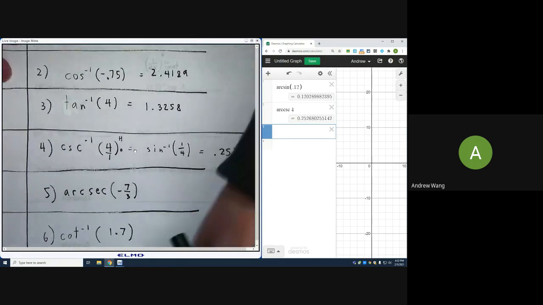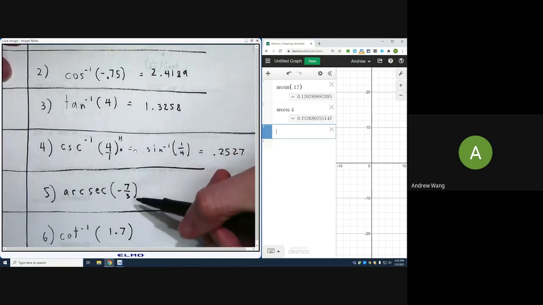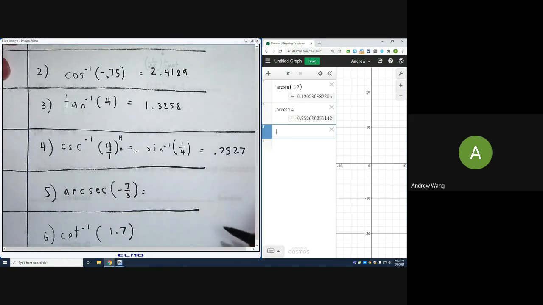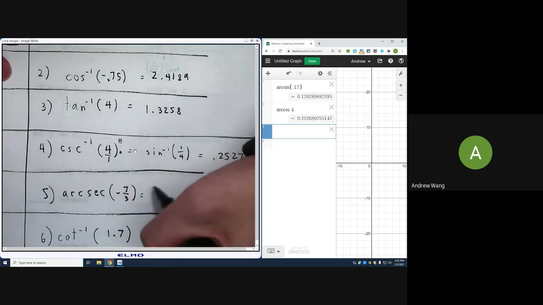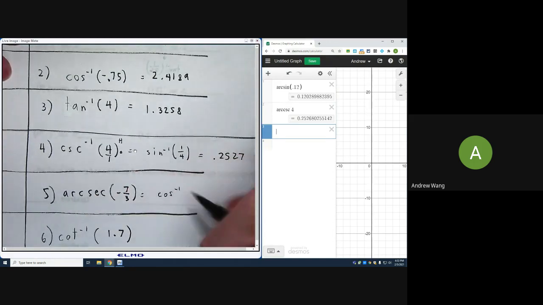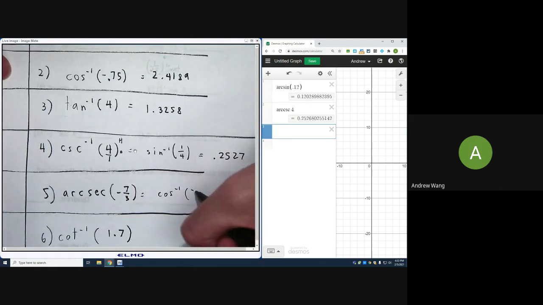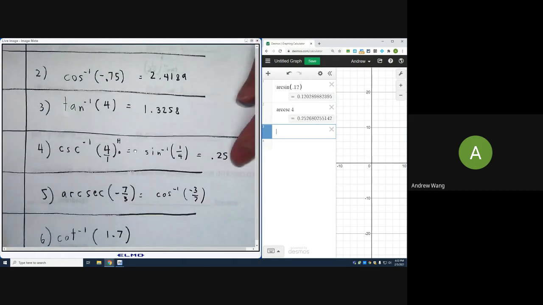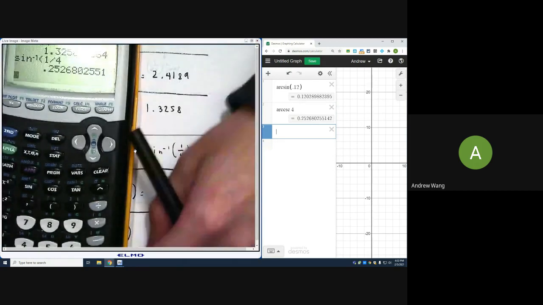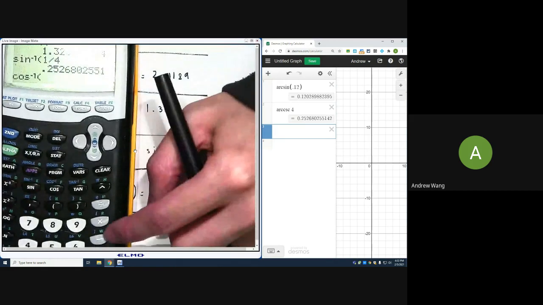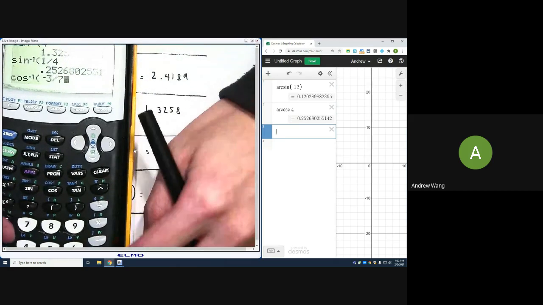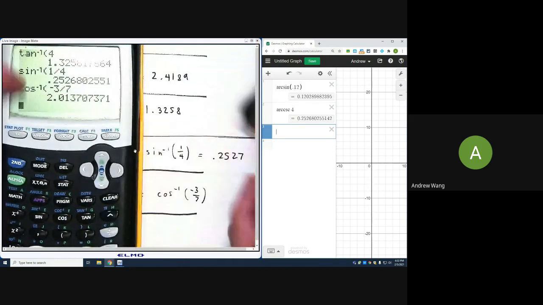All right, so on this next one, let's try it both ways. Let's start by doing this one using the classic old school way, the way I learned it. So secant is cosine's, not inverse, but the reciprocal. So you're going to flip this to -3/7 and type that into the calculator. So secant inverse, cos inverse of -3/7. There you go.